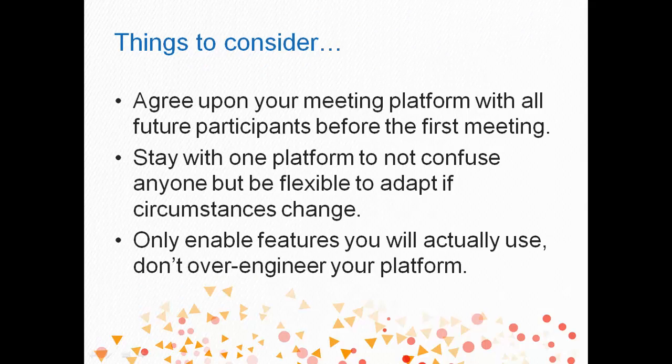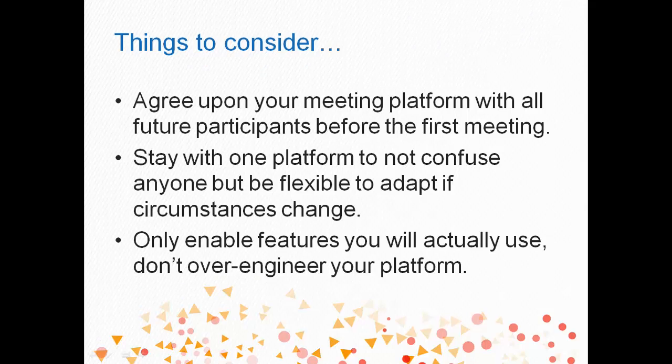That means no switching between Skype and Google Hangout and telephone conferences in between meetings or from one meeting to another. However, you should make sure that you stay flexible to adapt if circumstances change. That means, for example, if you started out in a telephone conference room, but then one of the participants loses their landline flat rate, then you should consider changing to an online medium, because otherwise it will be very disadvantageous for that person to still join the meetings.